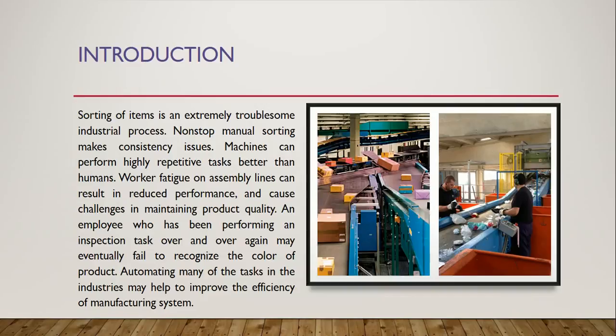Here you can see two images. On the left side, the left image shows the sorting of objects automatically on conveyor belts, whereas the other image shows a manual operator who picks the item and places it.